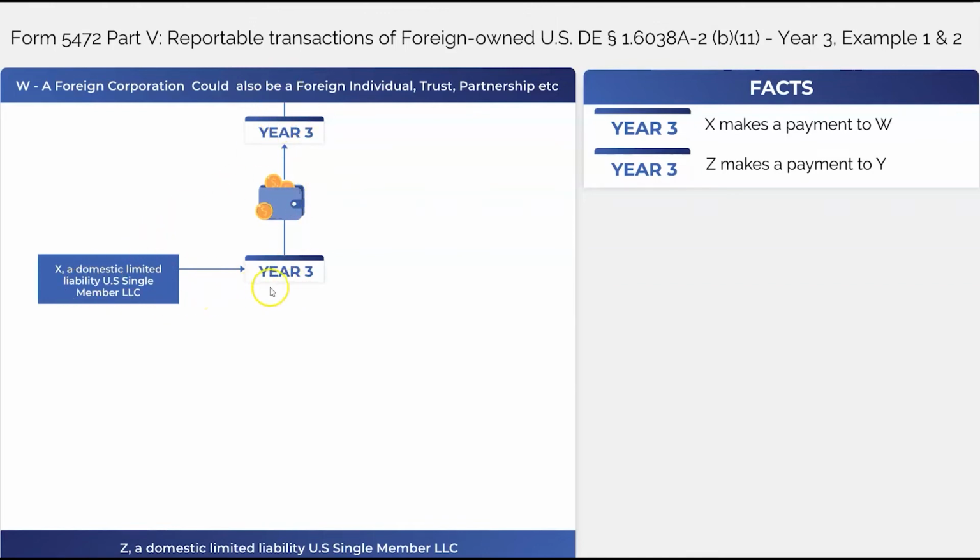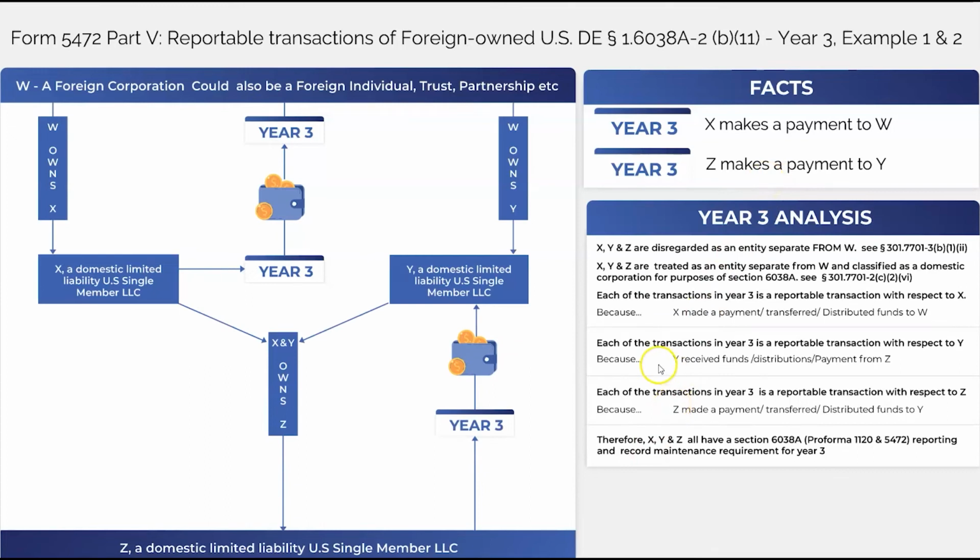It's a distribution or a draw going out to the parent, which is the foreign corporation. So that all looks good. Now we go to the second one, and it says that each of the transactions in year 3 is a reportable transaction with respect to Y. Why does Y have a reportable transaction?